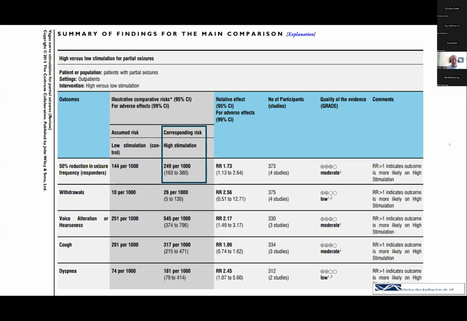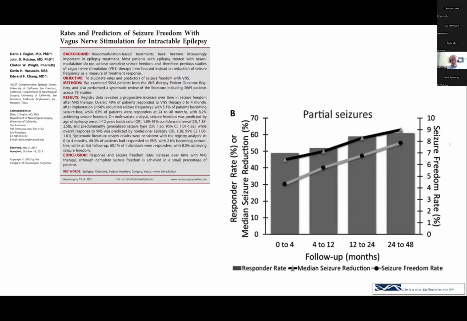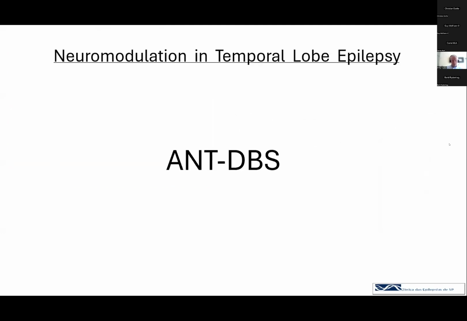There is a response to VNS, maybe something like 25% of the patients if you count responders, and if you look at seizure-free patients, you have to resort to meta-analyses and systematic reviews, because there are no manuscripts addressing this information directly. But if you look into a meta-analysis, you're going to see that 7 to 8% of the patients using VNS for temporal lobe epilepsy will become seizure-free. And then the other competing neuromodulation technique, the ANT-DBS.